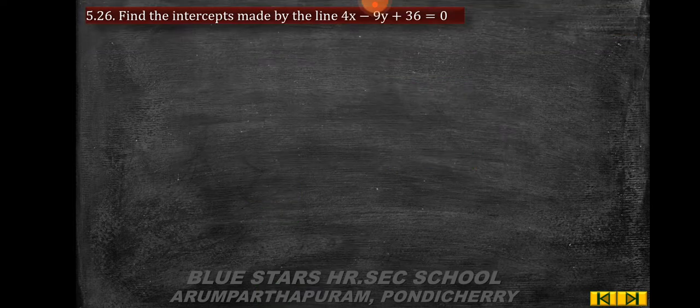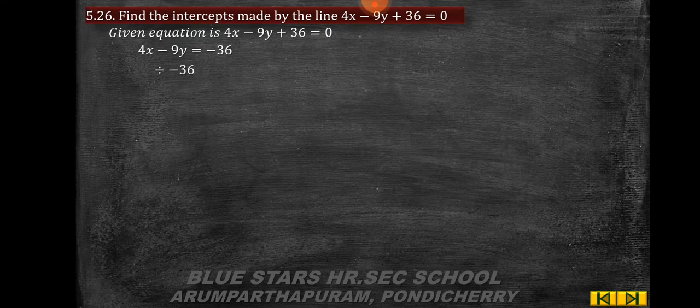Then example 5.26. Find the intercepts made by the line 4x minus 9y plus 36 is equal to 0. So the given equation is 4x minus 9y plus 36 is equal to 0. You have to find the intercept form. So you just take the constant to the right hand side. So plus 36 will become minus 36. Then divide throughout by minus 36.